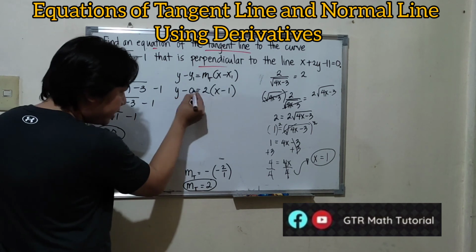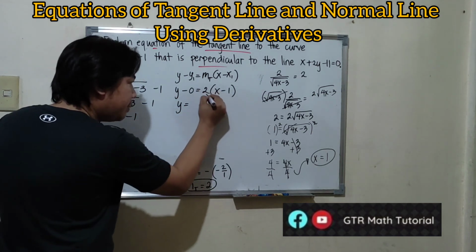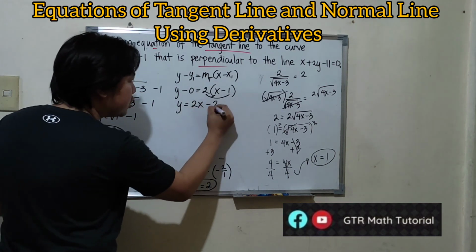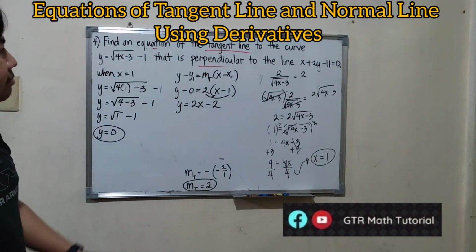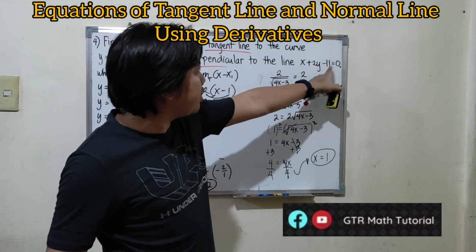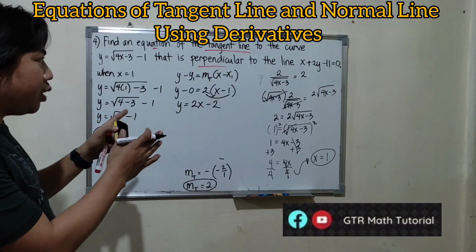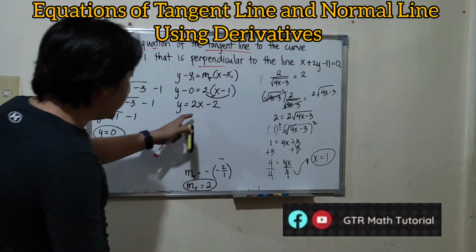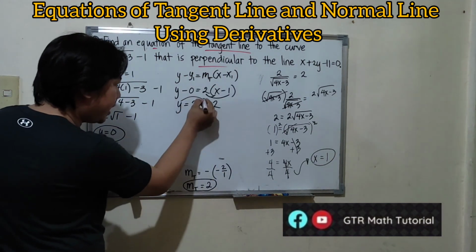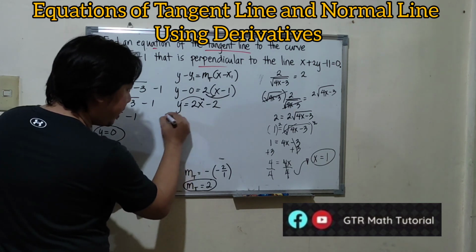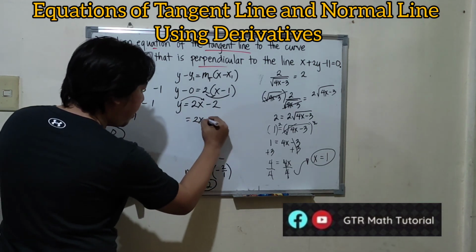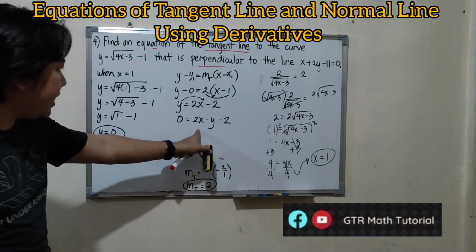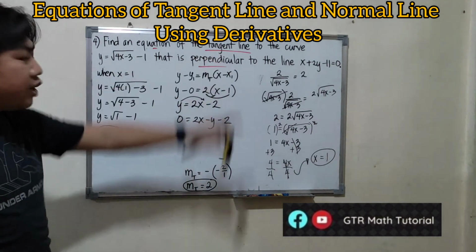So simplify, no need to write this 0. So we have y equals, distribute 2 to x and negative 1. So we have 2x minus 2. So finally, write in this form, or in the standard form, you can put the constant to the left or to the right. So it's okay. So combine x and y. So minus y to both sides. So therefore, minus y to both sides, we have 2x minus y minus 2 equals 0. Okay, so that is the equation of the tangent line.